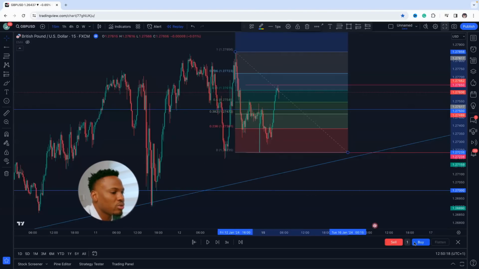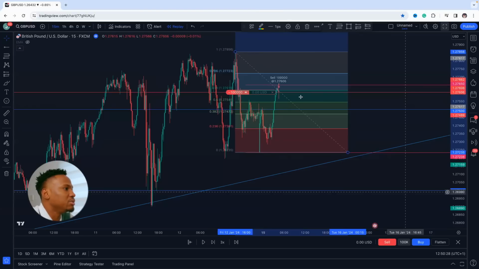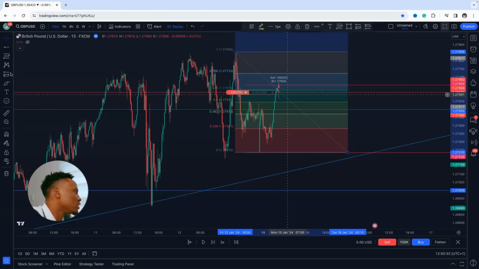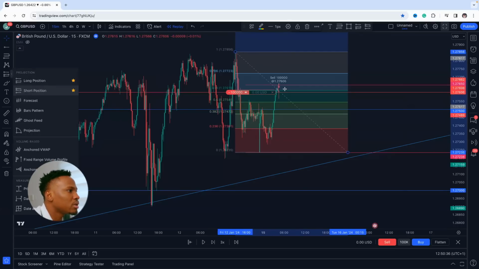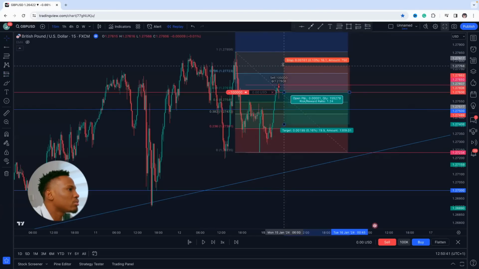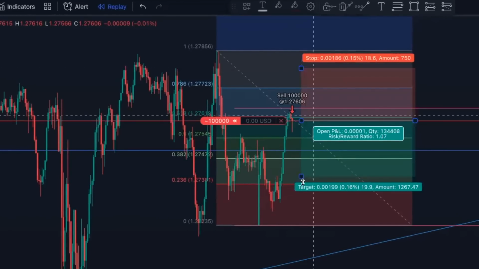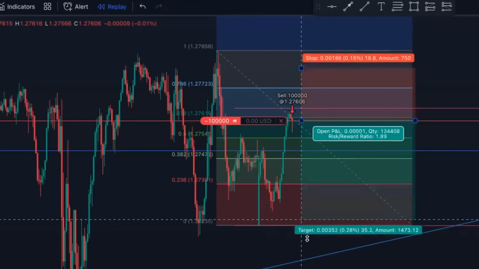All right, so I want to sell with one standard lot size. Remember, one standard lot size is 100,000 units in quantity. So I'll go ahead and sell. Why am I selling? Because Fibonacci retracement is right there. Then all I need to do is put my stop. Since I'm shorting, I'm going to put my stop at this point, which is about 17 to 18 pips. I want to target 1 to 2 here about.